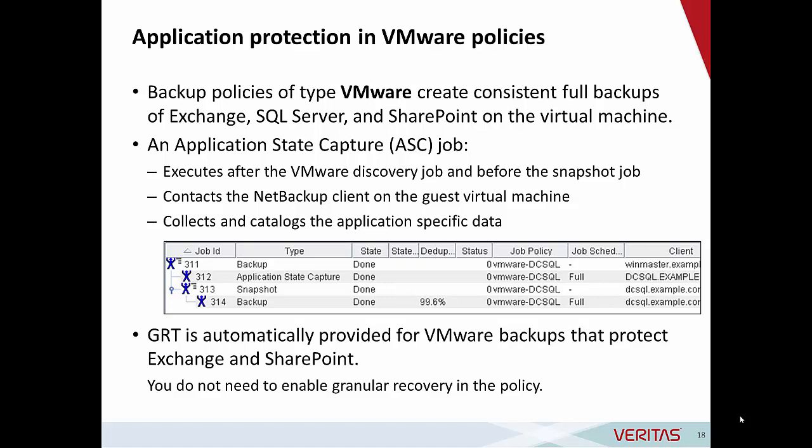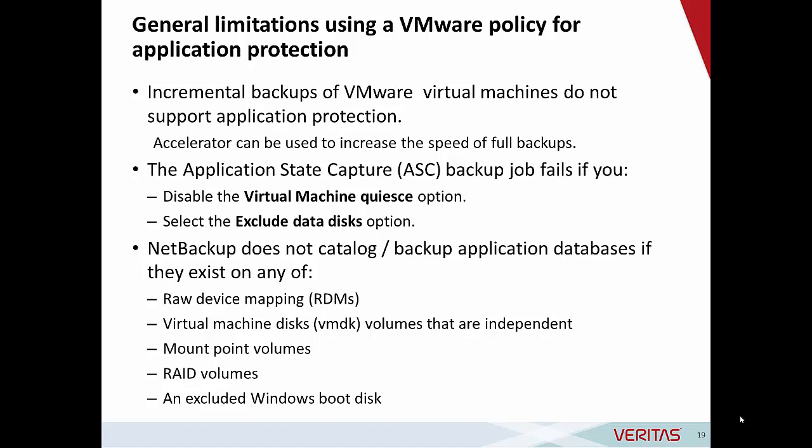This slide describes some general limitations when we're using VMware policies for application protection. As we mentioned before, incremental backups of VMware virtual machines do not allow for application protection. It's got to be a full backup every time. And so that means all of our backups are really point-in-time copies. Now note that Accelerator can be used to increase the speed of our full backups, and the use of Accelerator for VMware policies that do application protection is strongly recommended for that reason.